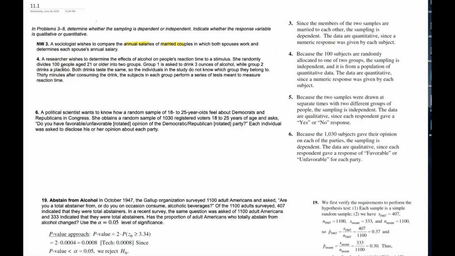On number 4, you can see we have a situation where we're looking to determine the effects of alcohol on people's reaction time. So she divides 100 people. One group drinks 3 ounces of alcohol, and the second group drinks a placebo. And so you're comparing one whole group to the other, not individuals. You're looking at the average of all of one sample compared to the other sample. You're not matching up people, the first person with the first person. You're looking at full groups, so that would be independent sampling in that case.